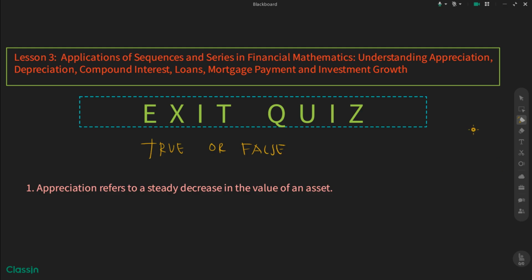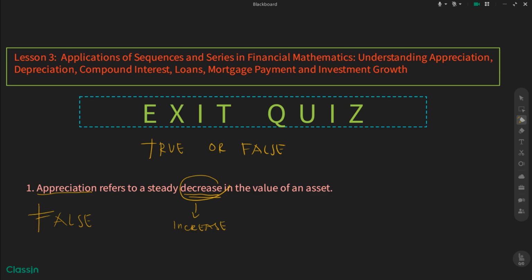All right, time's up. The question here is: appreciation refers to a steady decrease in the value of an asset. Is it true or false? Okay, so this is a false statement. Why? Because of the word decrease. Appreciation refers to an increase.